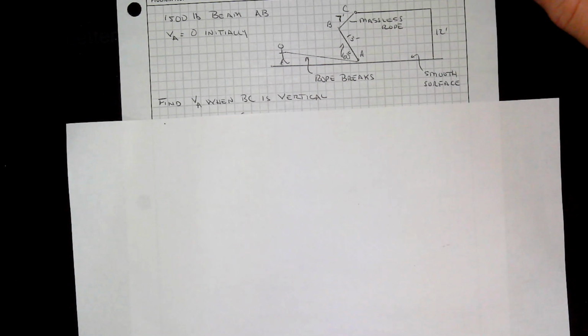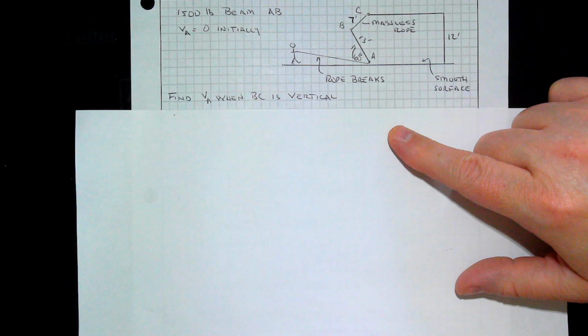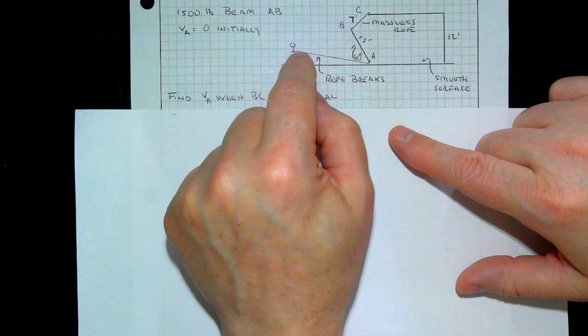So here's a fun little problem. What I have is a person right here trying to lift the beam up. The ceiling is 12 feet up, and here's the ceiling going across, and they've gotten a rope, which is held at the top here, and pinned it to the end of this beam.